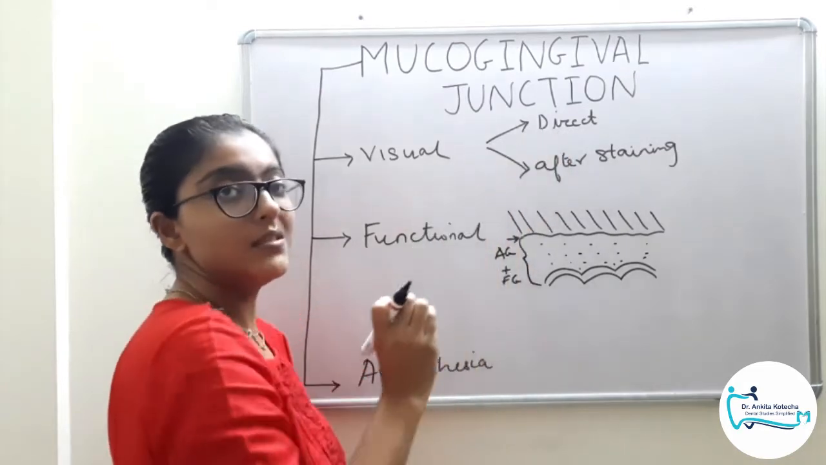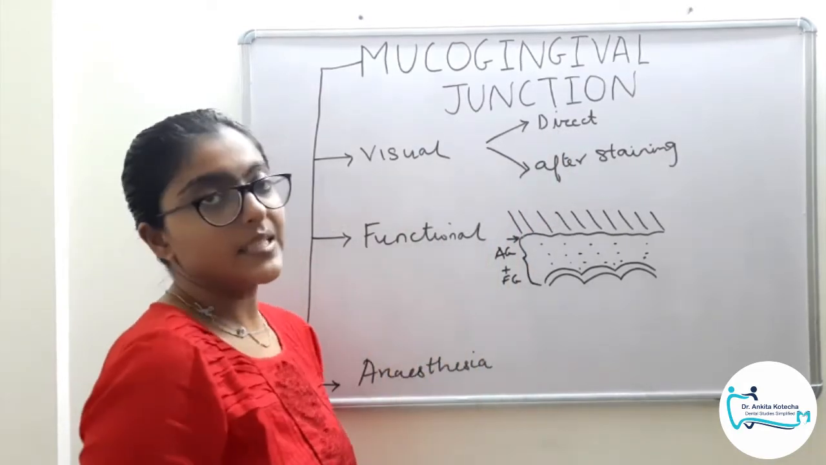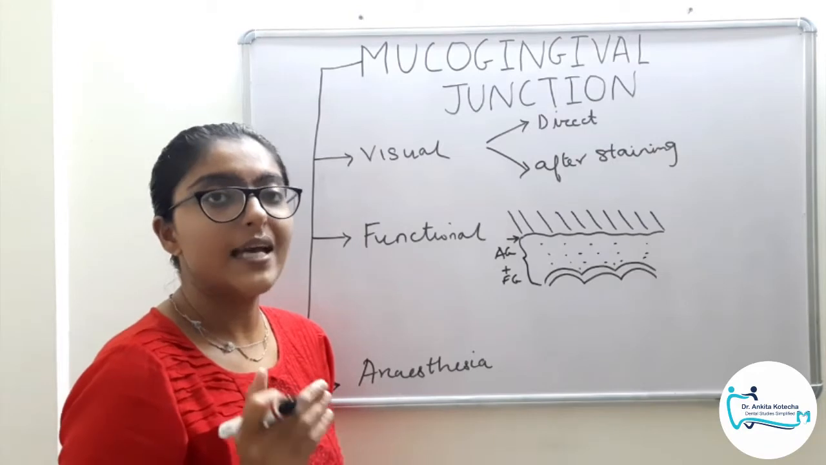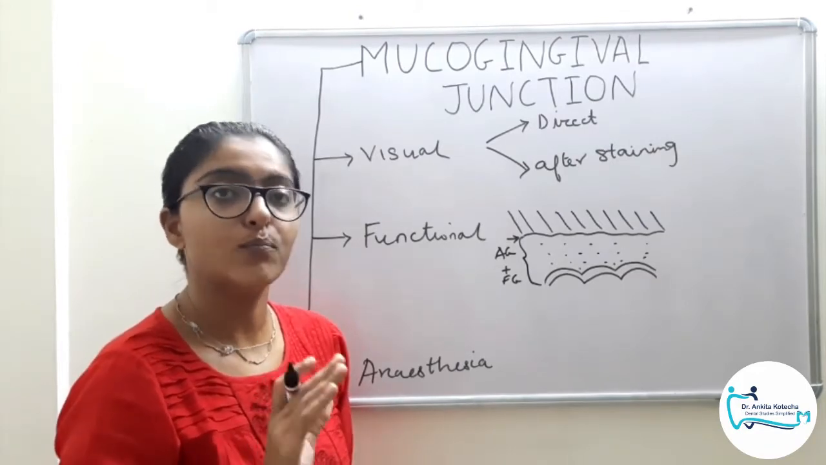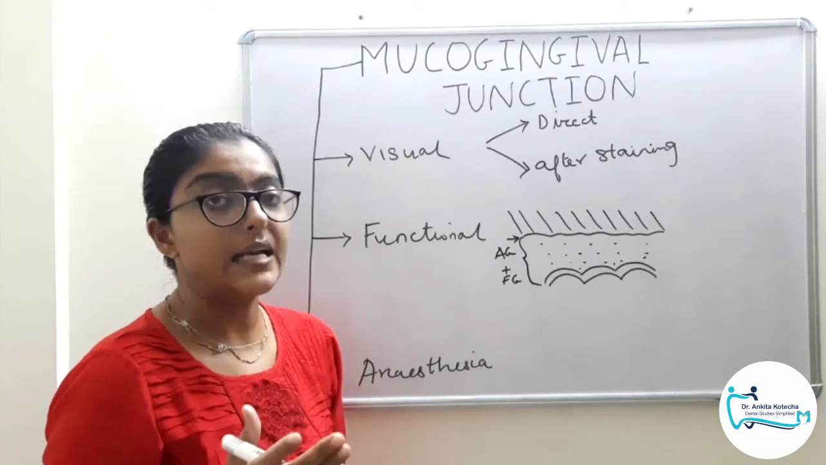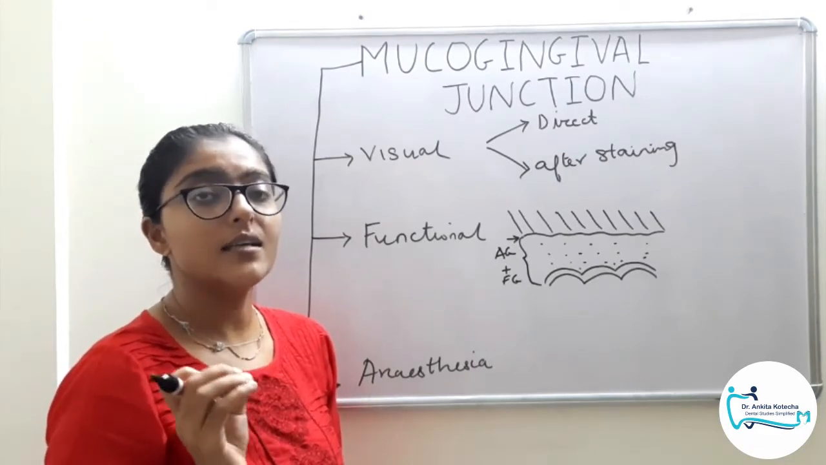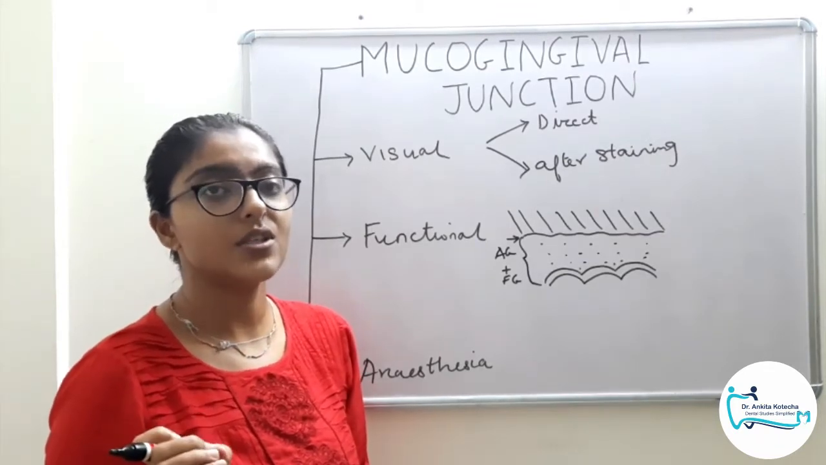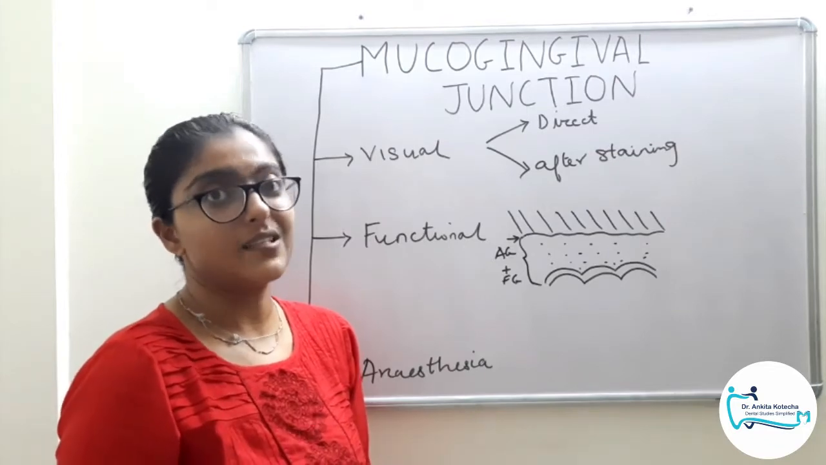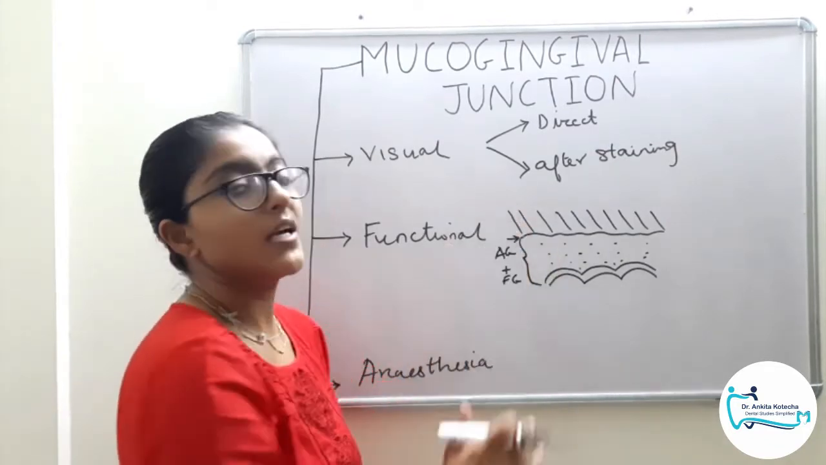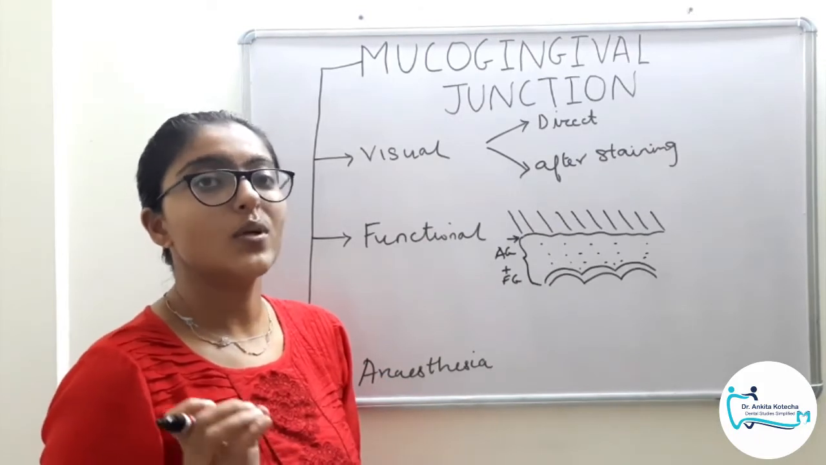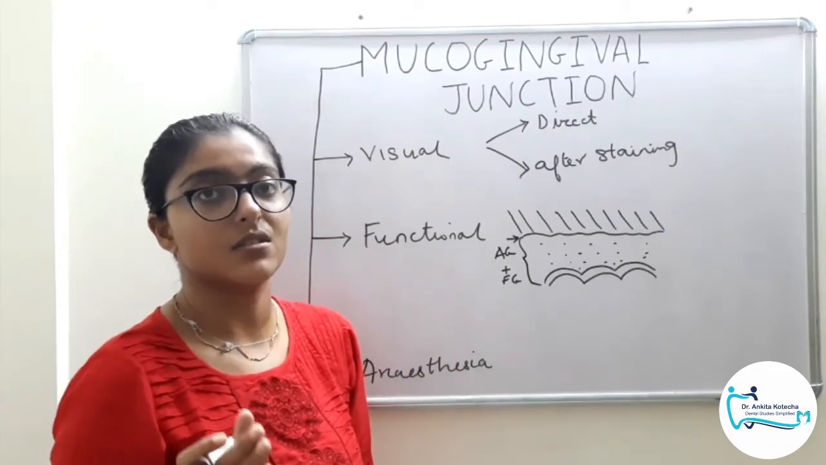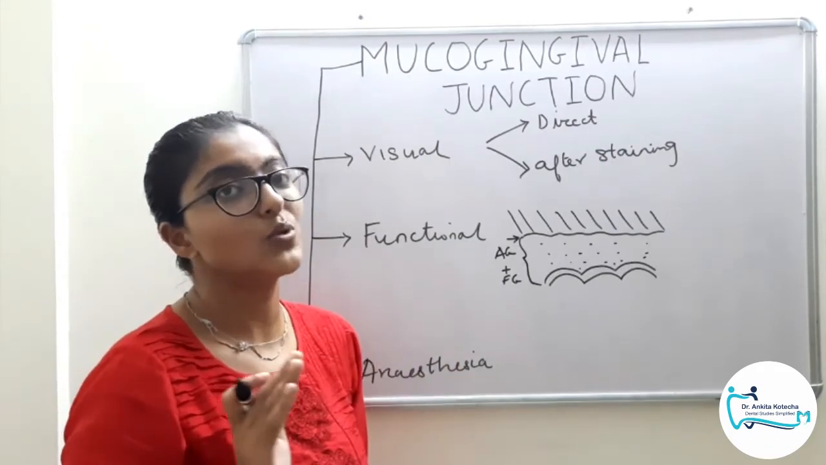Visual has again 2 methods, direct vision and vision after staining. So in direct vision, it is the easiest and by far the most commonly used technique. Direct vision involves direct examination of both the structures, alveolar mucosa and keratinized gingiva. There are clear-cut clinical differences between both the structures in terms of color owing to melanin pigmentation in the gingiva and the texture. Gingiva, that is attached gingiva, is stippled. So it has a grainy and rough surface texture, whereas mucosa is a soft shiny structure, no stippling, and that is why it will look smooth and shiny.